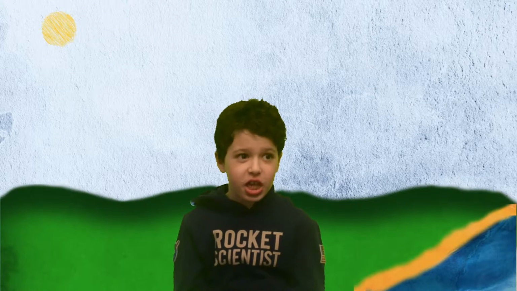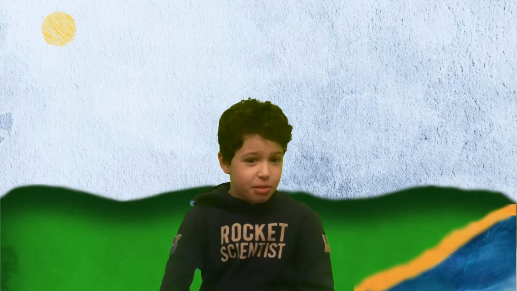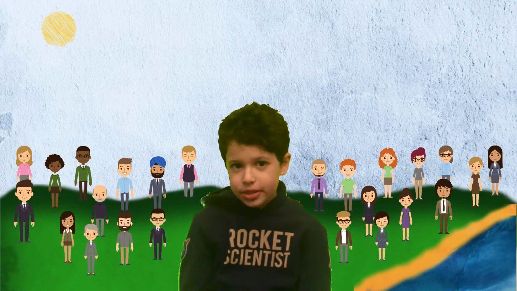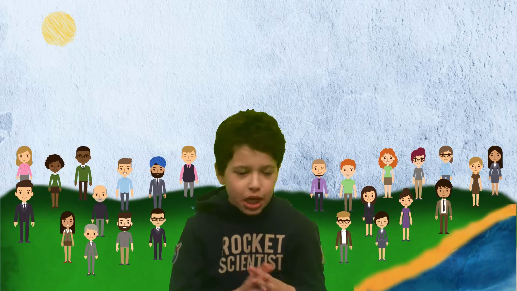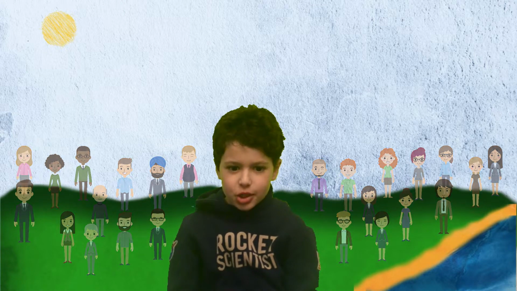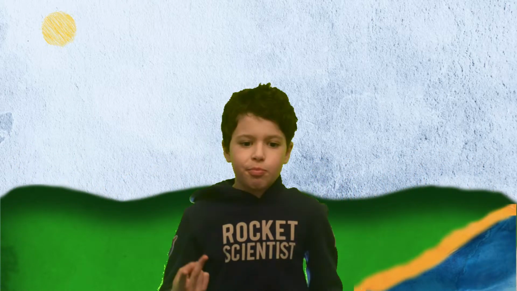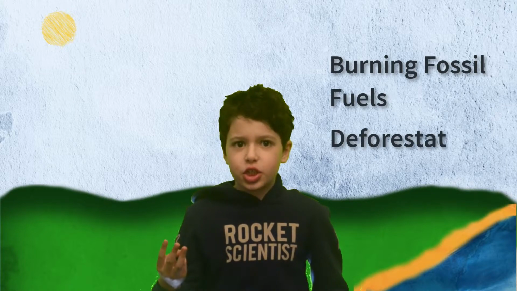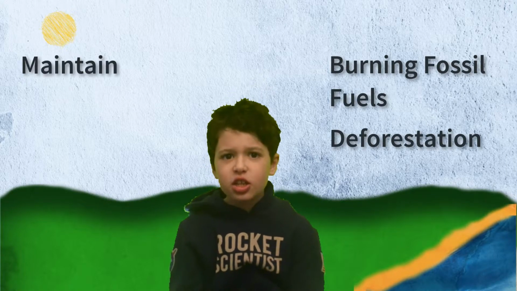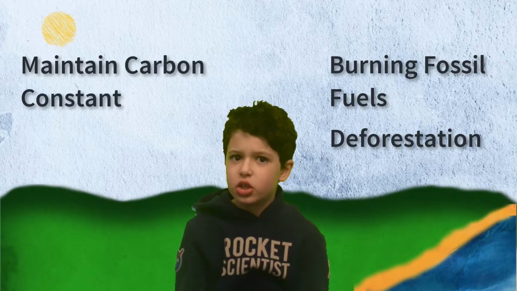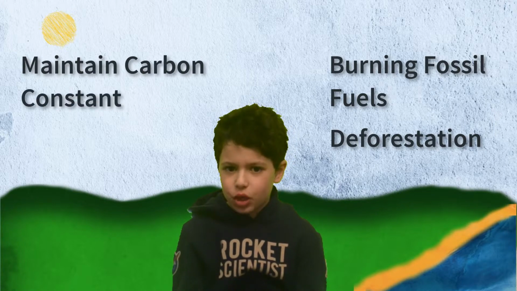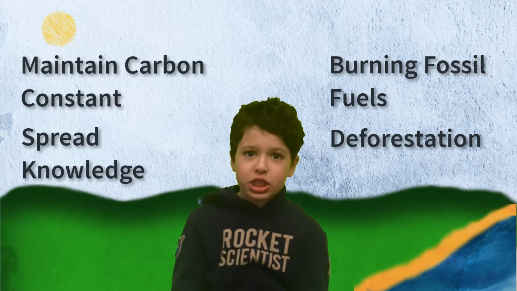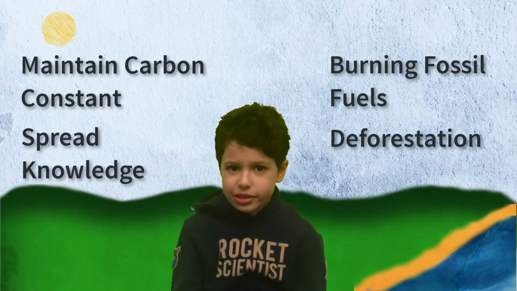The final thing, and it's so important that it can make several people make a difference, is to spread your knowledge to others. Then, we will be able to prevent this problem of climate change. So in conclusion, we need to stop burning fossil fuels and we need to stop deforestation. We need to maintain the amount of carbon constant, though carbon is necessary for life. And spread your knowledge about these negative impacts of the carbon cycle.